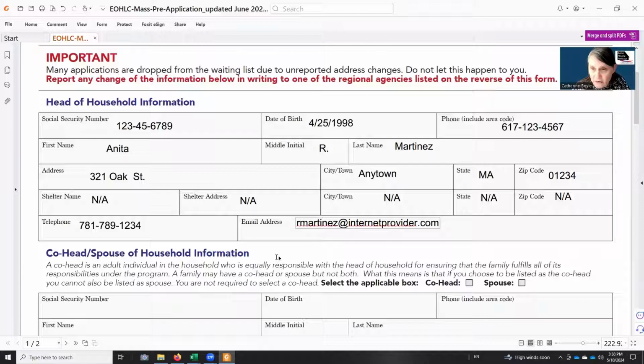Now we have the co-head or spouse of household information. Anita does not have a significant other. She is not married, so there is no co-head or spouse. This is not Rafael. This is not Anita's mom. There is none. So we are going to put NA.